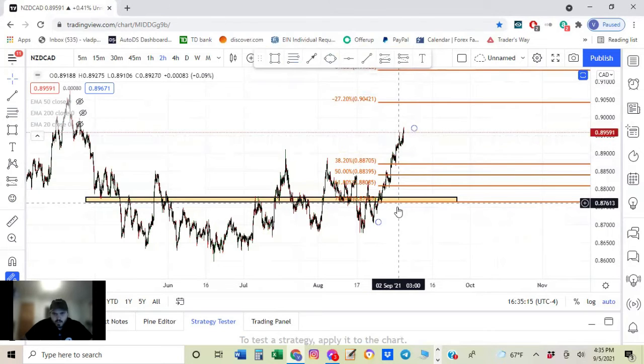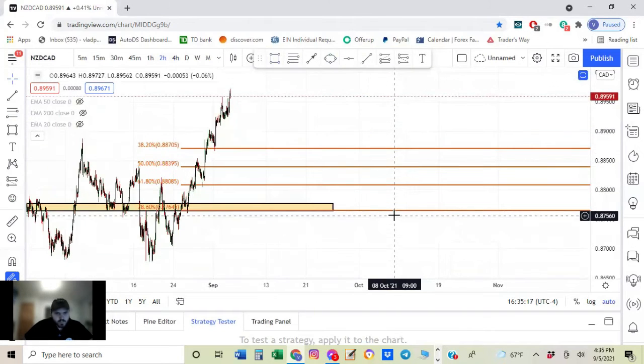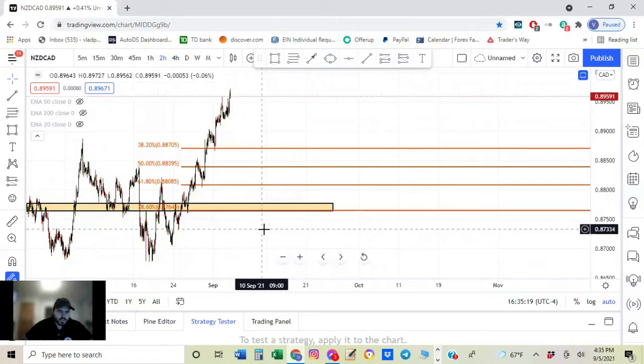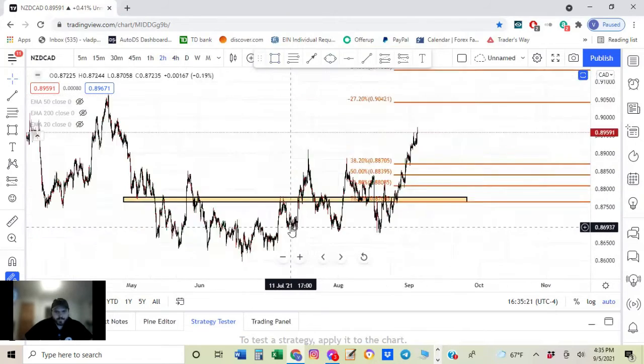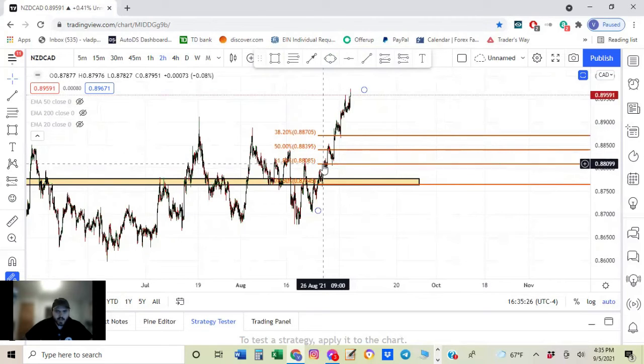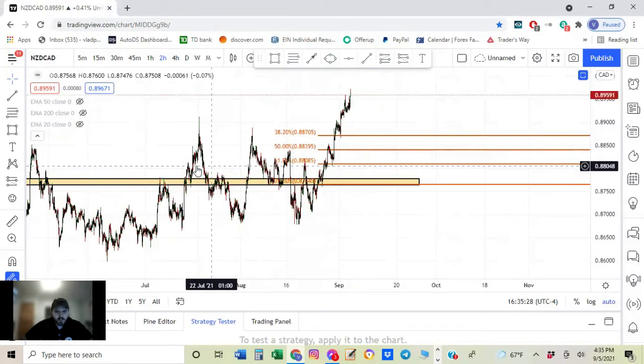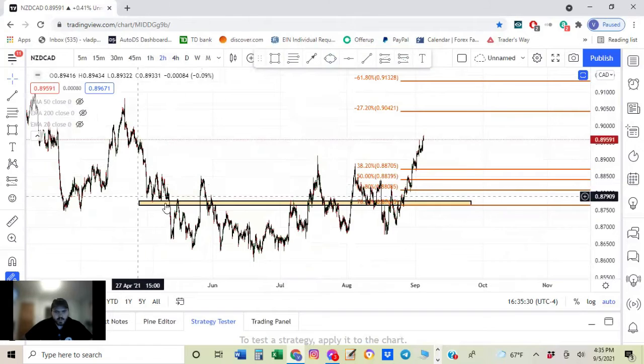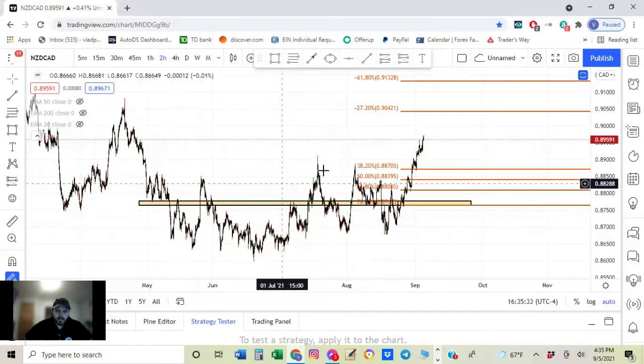Okay, so this is a 78.6%. It is very possible for it to come down here. I would keep an eye on the 61.8. I don't see much resistance here. I don't see very steady and constant, very clear resistance.